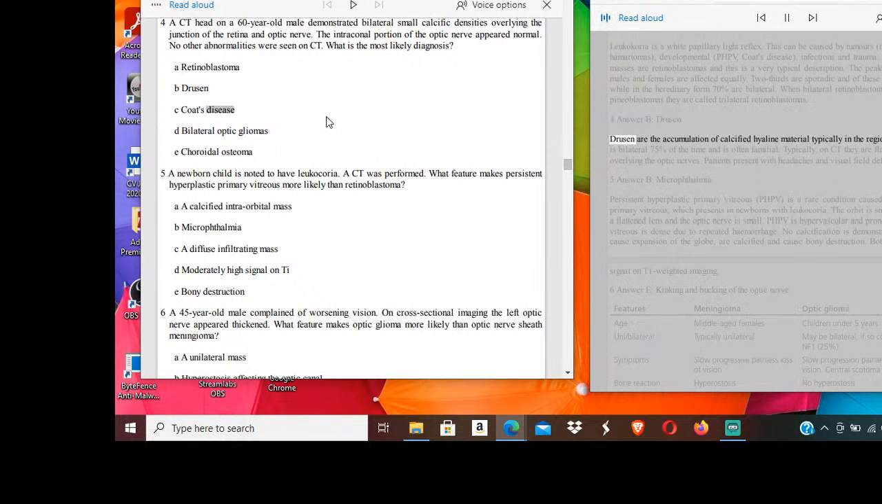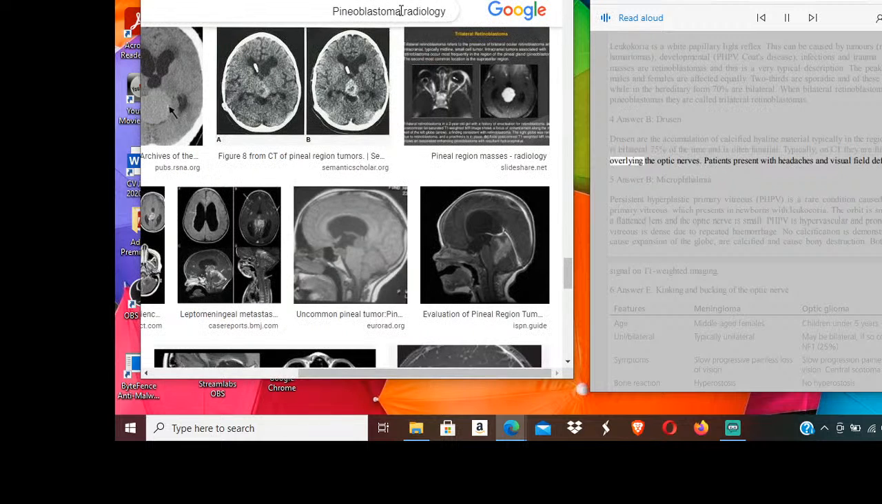Drusen. Drusen are the accumulation of calcified hyaline material typically in the region of the optic nerve. It is bilateral 75% of the time and is often familial. Typically, on CT, they are flat discs of calcification overlying the optic nerves. Patients present with headaches and visual field defects.